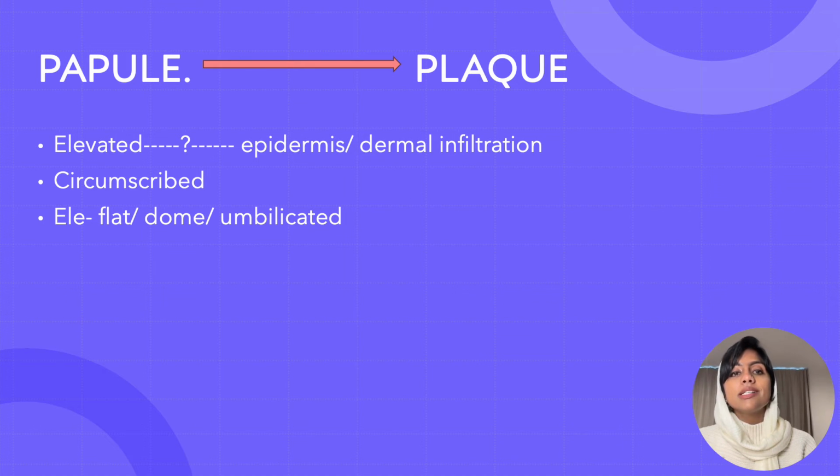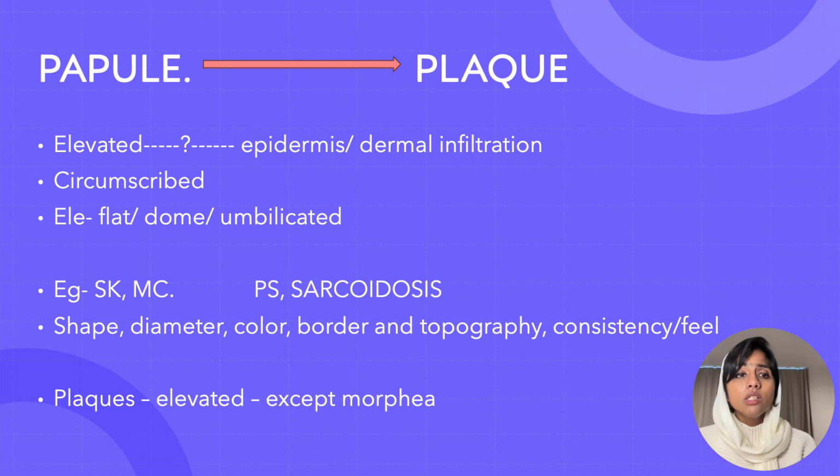We call it a papule when it's less than or equal to 1 centimeter, and a plaque when it's more than 1 centimeter. So the examples that we saw in the previous images: seborrheic keratosis, molluscum contagiosum, psoriasis and sarcoidosis. And again, when you try to define, try to say the shape, the diameter, the color, the border, the topography, and this is if it's from an image. But if it's from a clinical scenario, you can even feel and say how the consistency feels. Is it hard? Does it feel juicy or plaque-like, and all those.